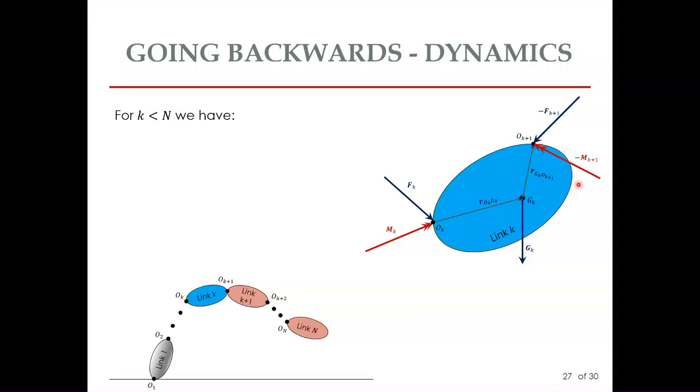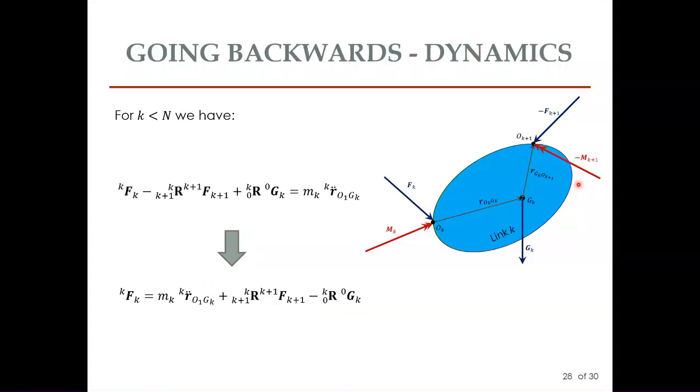You can write these equations and similarly isolate f n-1 and m n-1 from them. Okay, these are different. These are the sum of forces, sum of moments, whereas this is force and moment applied by the previous link on this link. So this is for a general link K, assuming that you found already these ones in the previous iteration.